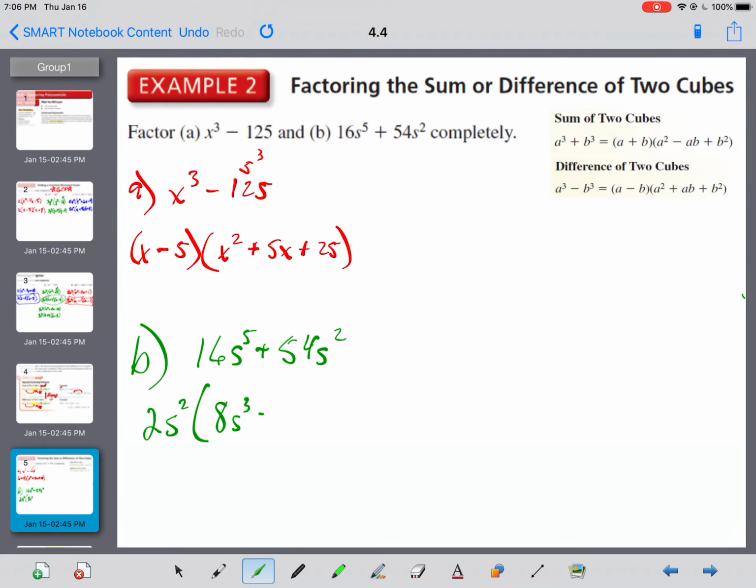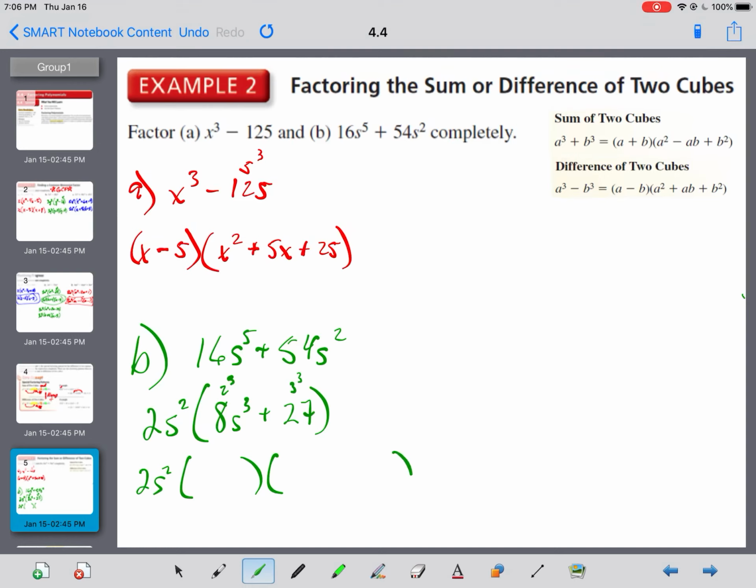We get 8s cubed plus 27. This is good. If you're not sure about cubes, get out your cubed list that we started at the very beginning of the year. We've got a whole list of cubes all the way down through the 20s. But 8 is 2 cubed, and 27 is 3 cubed. So this one's going to be a 2 and an s. So we've got the 2s squared we pulled out already, greatest common factor, right?